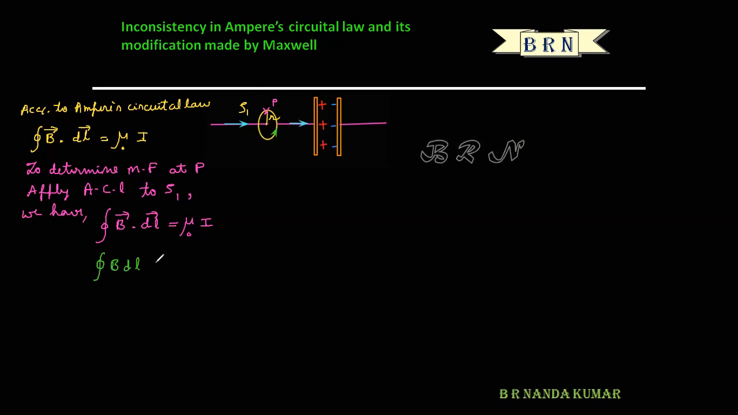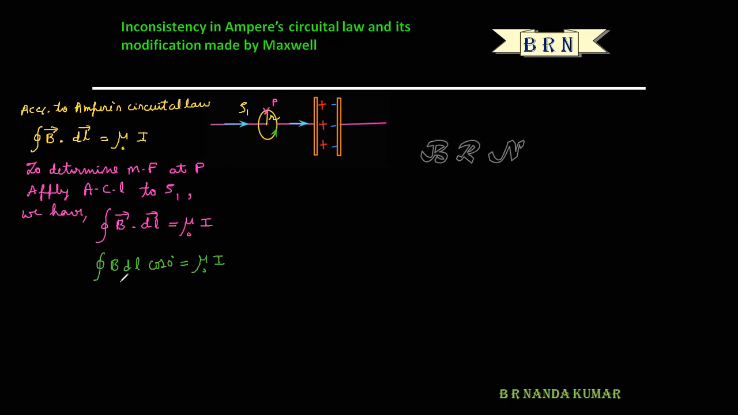So here cos 0 is 1, right? Cos 0, so that is equal to mu naught I. So B is the magnitude of magnetic field. The magnitude of magnetic field at each and every point on the perimeter L of a closed curve is always constant, because those points are equidistant from the center.